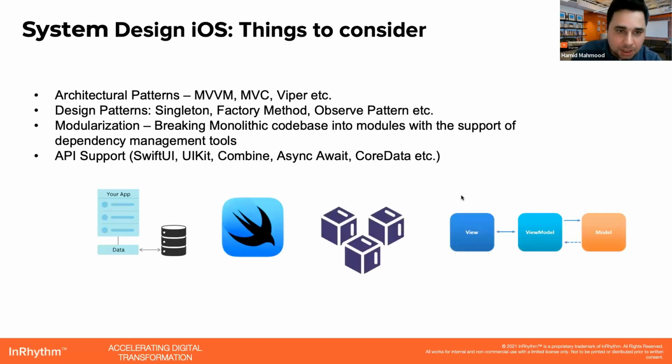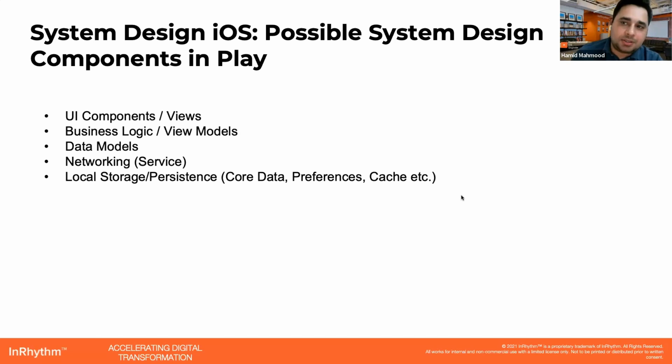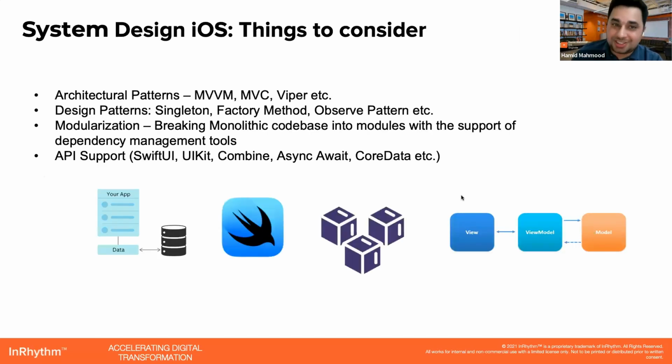Things to consider. Now that we have all these system design components in play, we have that in mind and we are moving towards just creating a system design. What are the things we should consider with all that layer stuff, having those component-based mindset? We must consider first thing is architectural patterns.